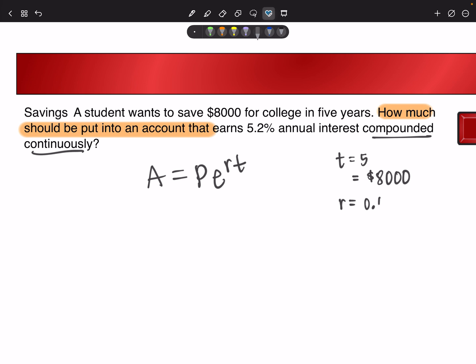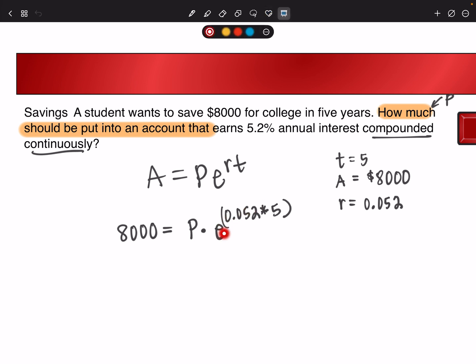I'm going to put the rate is 0.052. If we're looking for P, this value must be the end value, which is 8,000. So I'm going to put 8,000 in for A. I'm going to be solving for P times e raised to the 0.052 times 5 power. Now this is just some number right here. This is P times whatever number this is in my calculator.